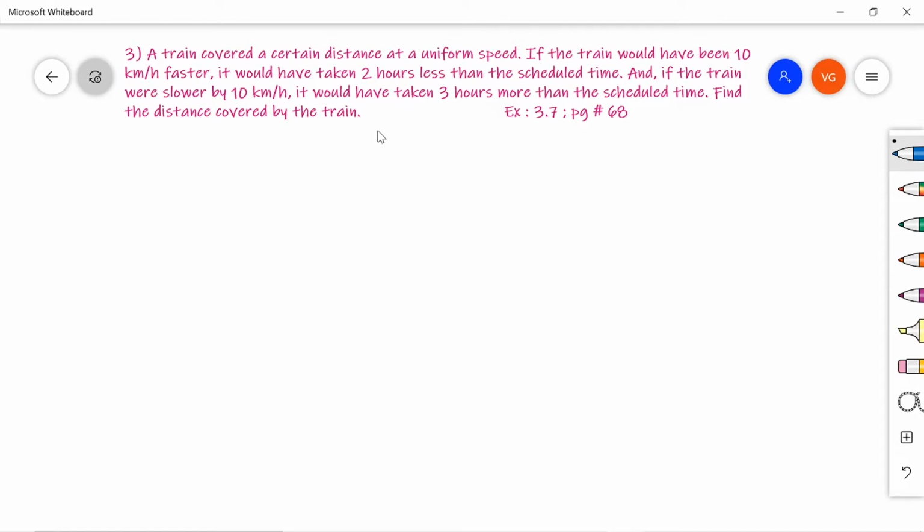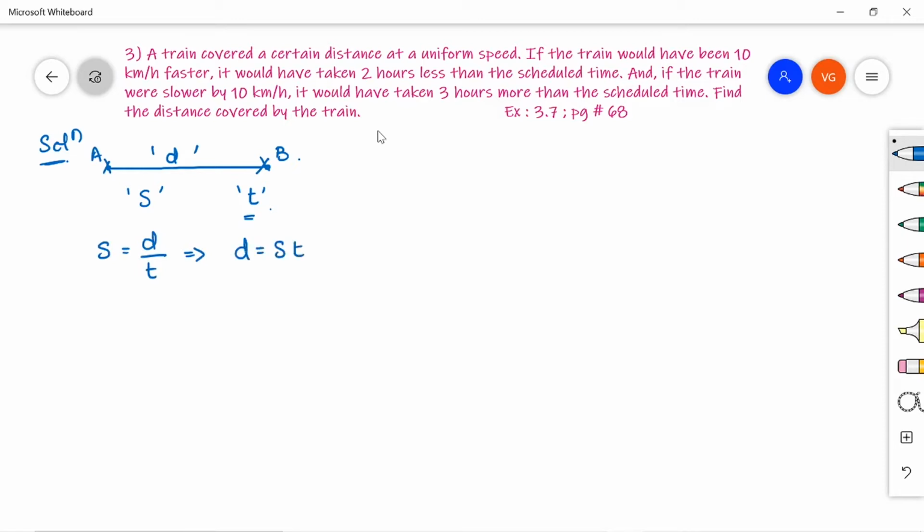So, we'll start the solution like this. Suppose the train is going from point A to point B at some certain speed s. Let us say the distance is d, speed is s, and it finished the total distance in time t. As we know, speed is equal to distance by time, which means distance is equal to speed into time, right? So let us say this is our first equation.